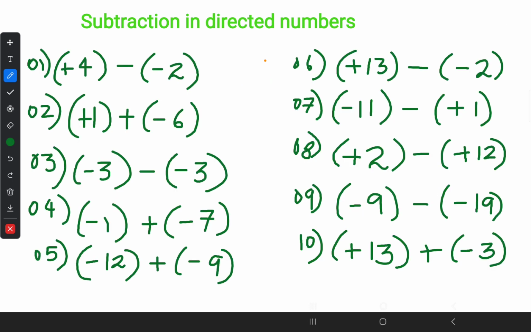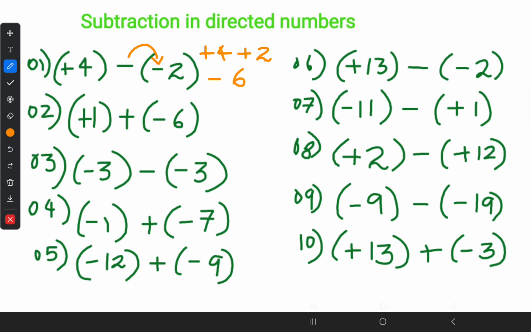Okay, here there are 10 questions. Let's try them, and then let's discuss our answers. Here, positive 4 remains the same. Negative into negative is positive 2. Both are the same direction. If both are the same direction, you should add them. 4 plus 2 is 6. Both are positive, so the answer would also be positive.